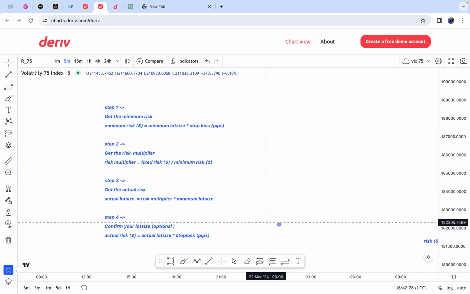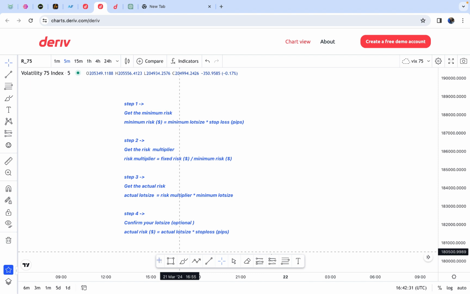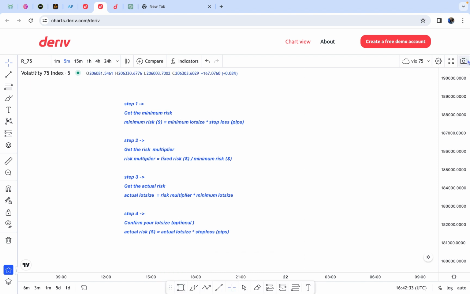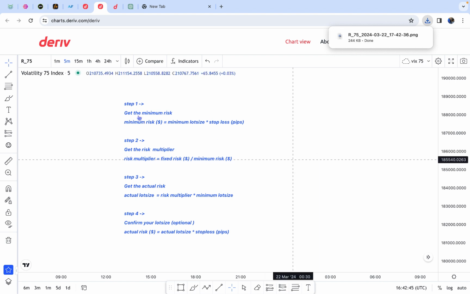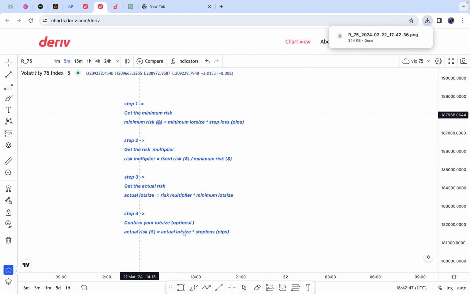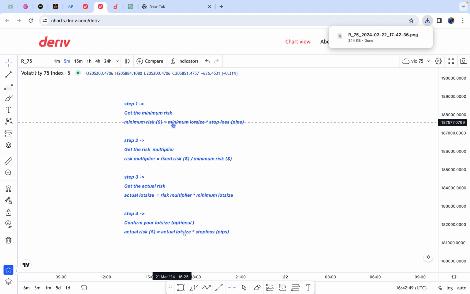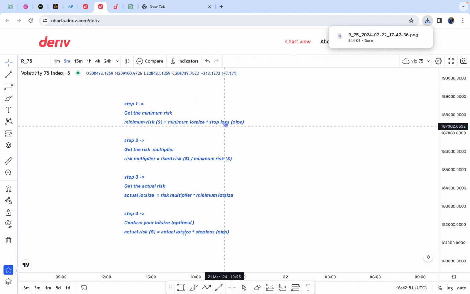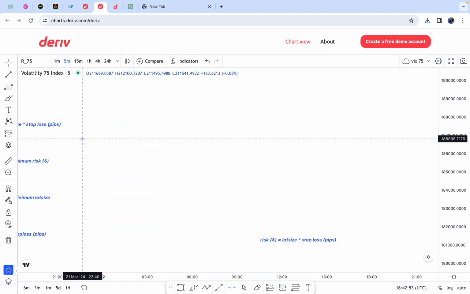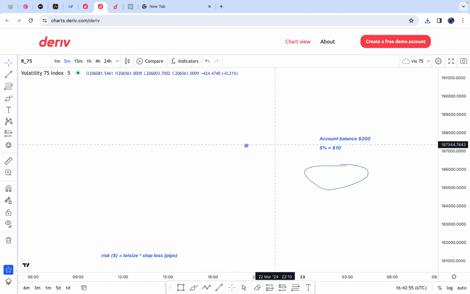It's just a short step, guys. I'll provide a link to it so you can save it, and in the beginning days you will just be using it until you get used to it and can do it offhand. I'll put this in a Google Drive and give you guys access to it. The very first thing you want to do is get the minimum risk. Minimum risk is simply your minimum lot size multiplied by the stop loss.